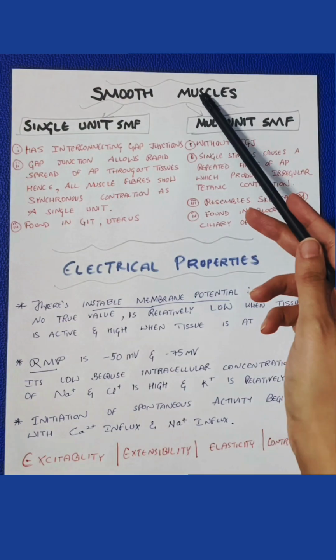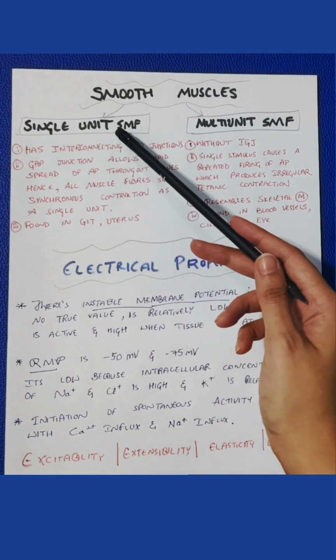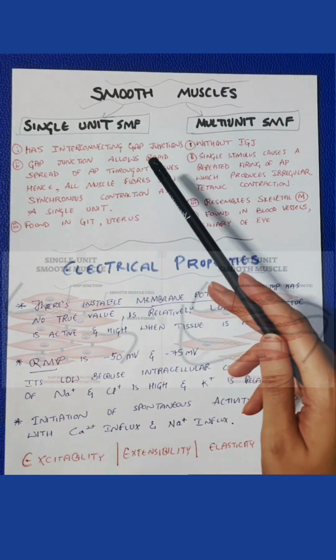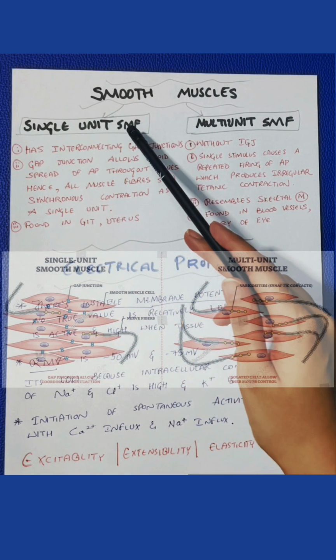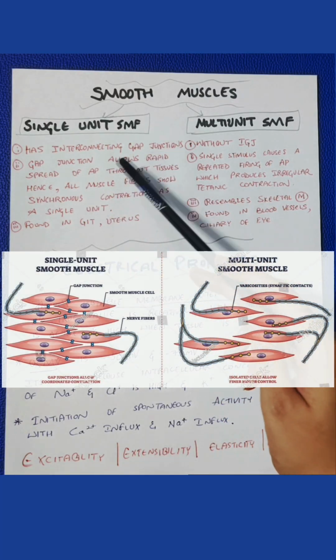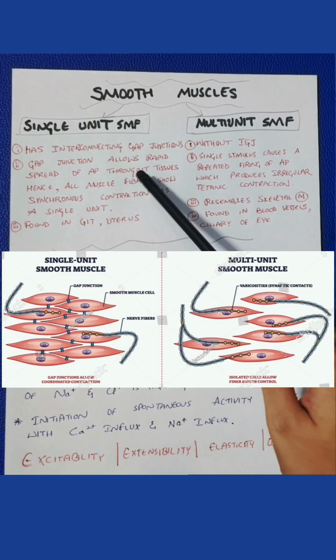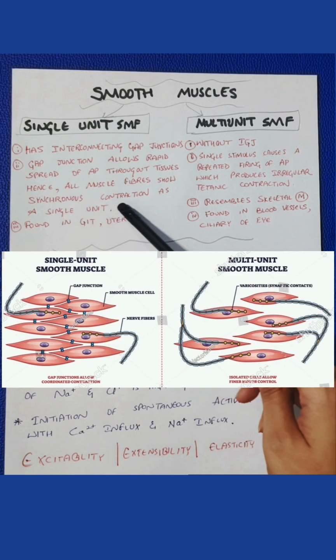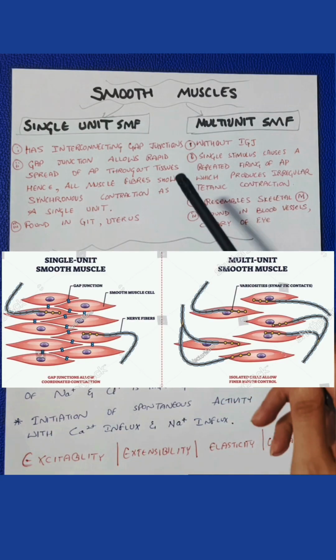When we look at smooth muscles, they can be divided into single unit smooth muscle fibers and multi-unit smooth muscle fibers. Now there are key differences. Single unit smooth muscle fibers have interconnecting gap junctions. These gap junctions allow rapid spread of the action potential throughout the tissues. Hence, all the muscle fibers show synchronous contraction as a single unit.